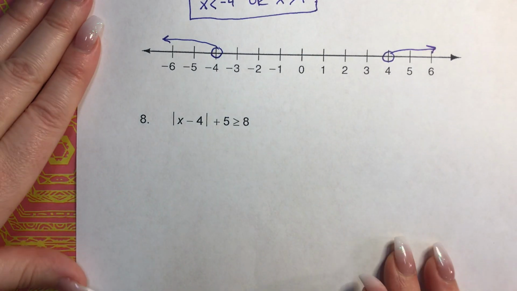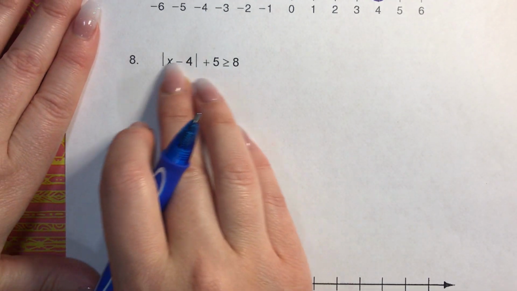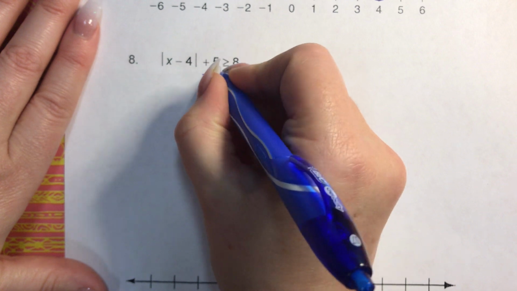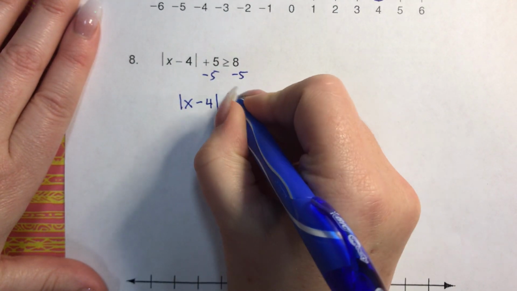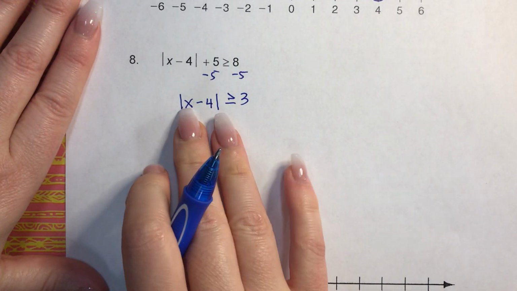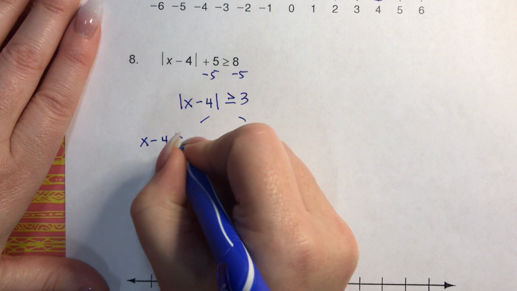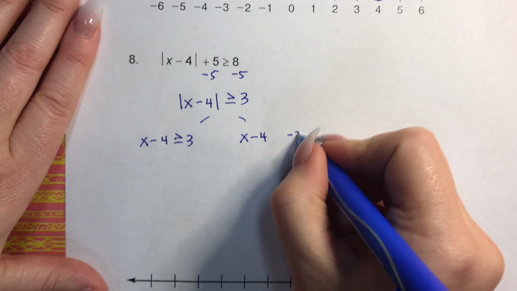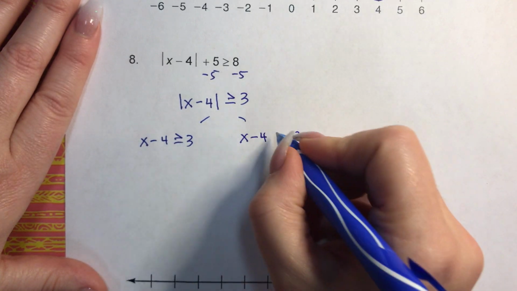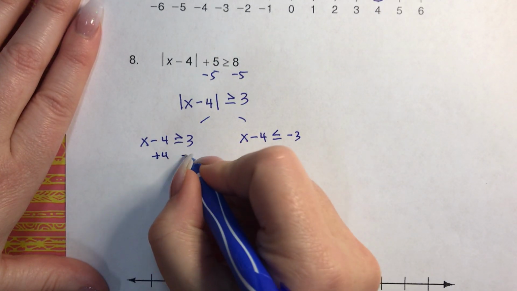Okay, let's look at the next one, 8. So we want to isolate this absolute value expression. We have to subtract 5 from both sides to do that. Okay, now it's time to split it into two inequalities. The first one just stays the same. The second one, this one always stays, but we multiply this 3 by a -1, and we have to flip that sign. Then we just solve both.